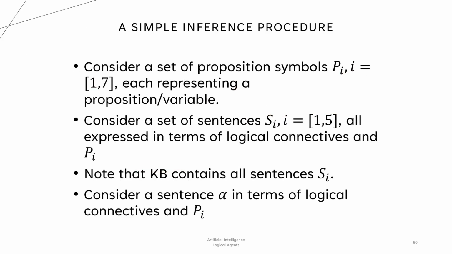Just to set up, I'm going to go into the steps and then show you the inference by enumeration table. Let's just say we've got a bunch of proposition symbols, P of I, and a set of sentences, S of I. You could think of these as variables or constraints in constraint satisfaction problems. So sentences are bounds on our proposition symbols, and the KB contains all sentences, S of I. Then we have a sentence alpha that is in terms of our different variables. This sentence may or may not be in the knowledge base, or more accurately, it may or may not be entailed by the knowledge base.